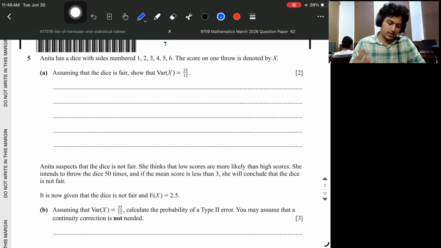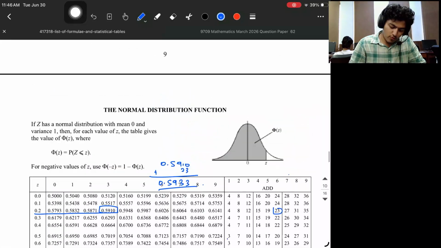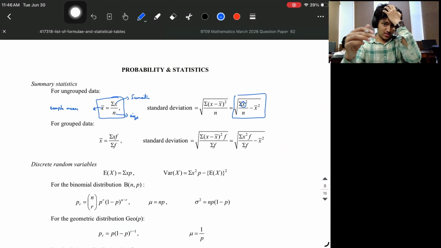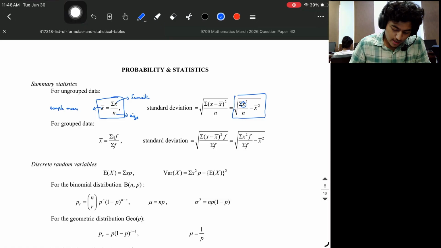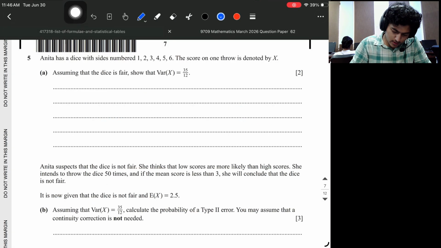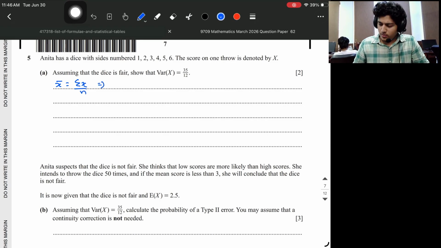Now this again, we move back, formulas are given to us. This is basic, just for summary statistics. Again, we have ungrouped data over here. So what we need to find out here, we need to use this formula over here, and before that we need to find out the sample mean as well. So let's do that. We know that x bar equals sigma x upon n. So first let's find that out. So that would just be 1, 2, 3, 4, 5, 6.